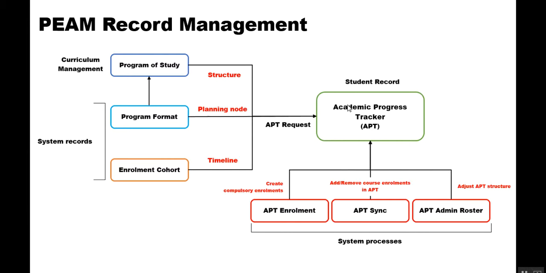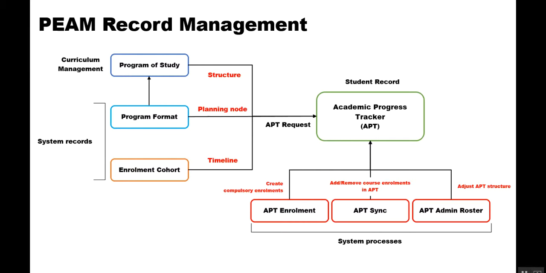So in creating the APT, Academic Progress Tracker, the program of study provides the structure, what courses they'll be doing, what are compulsory, restricted, etc. The program format provides the planning node. So the planning node is basically the level in their program of study at which they plan their choices. And this is normally the stage. So we'll say, right, you're going to make your choices for a particular stage.